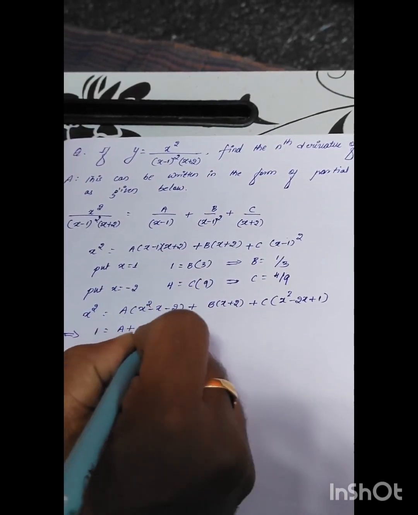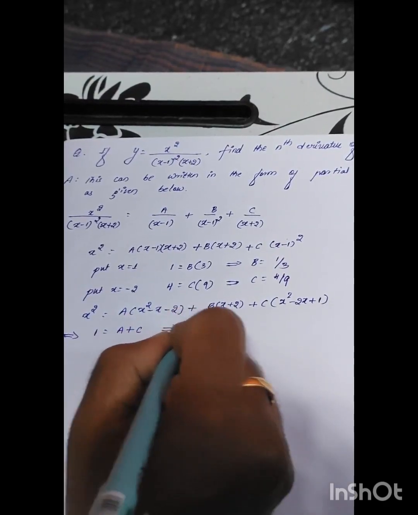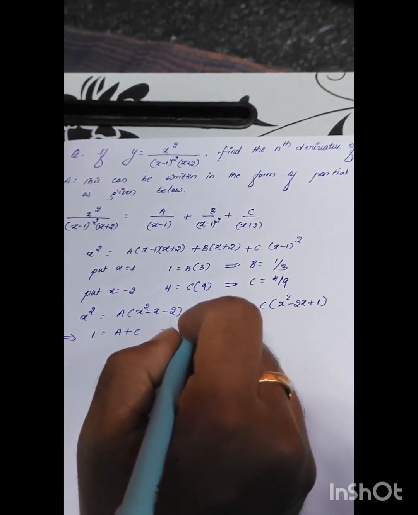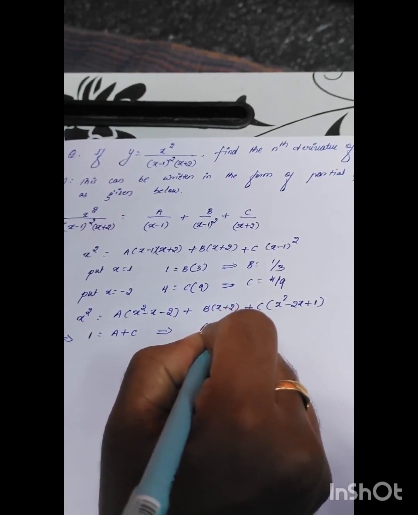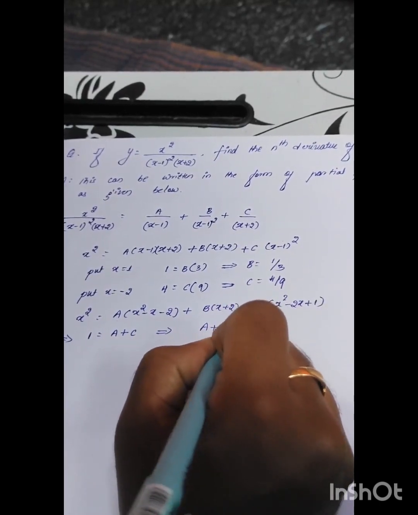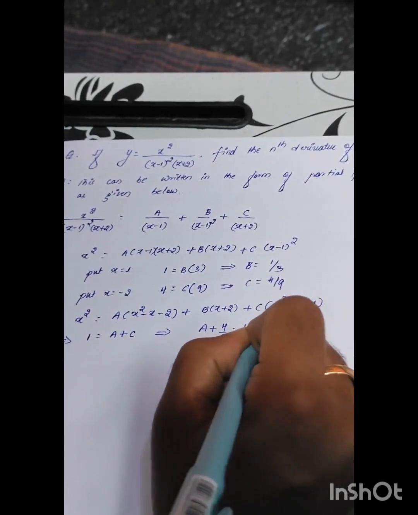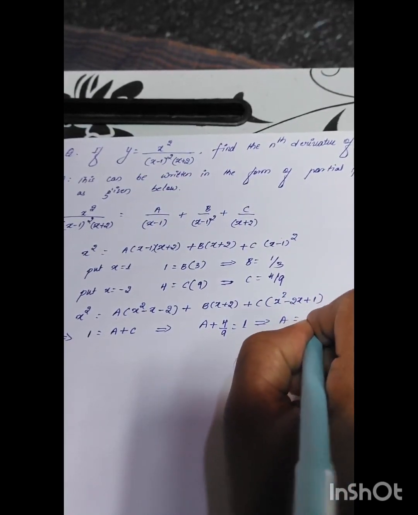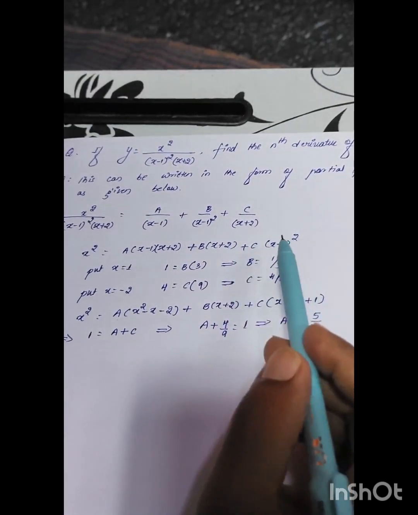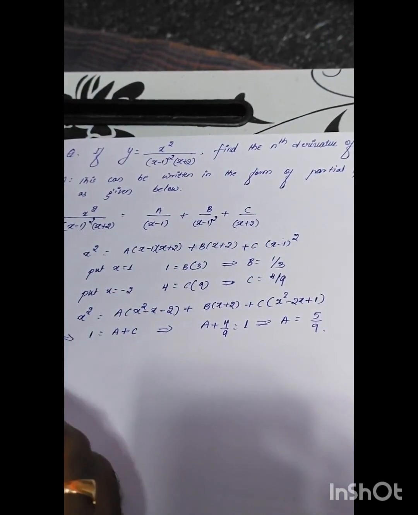plus c. A plus c will be equal to 1, which implies, I already have the value of c, so a plus 4 by 9 will be equal to 1, which implies a will be equal to 5 by 9. So now I have got the value for a, b and c. So let me just put back the values here.